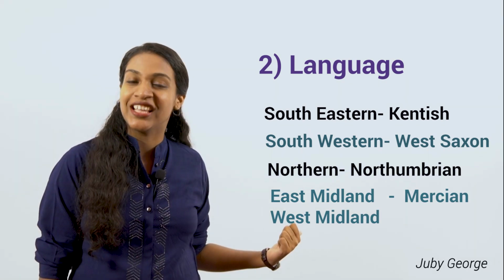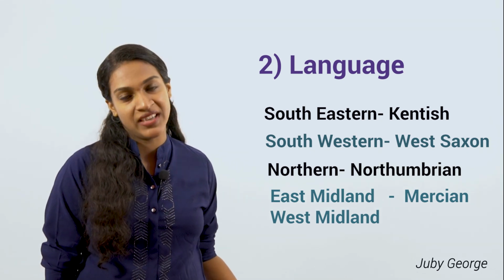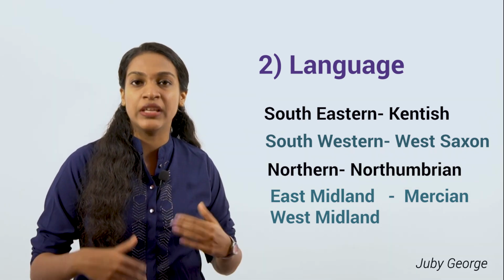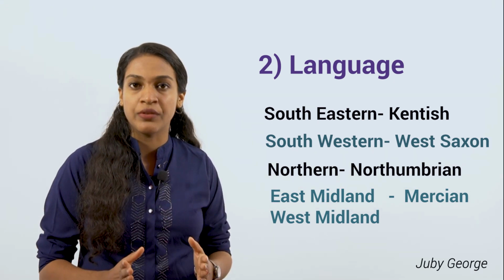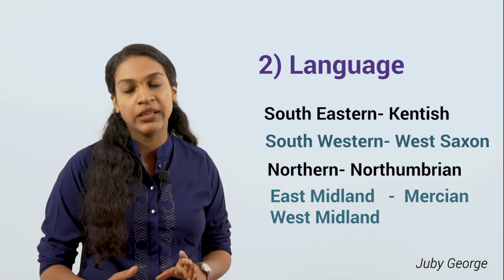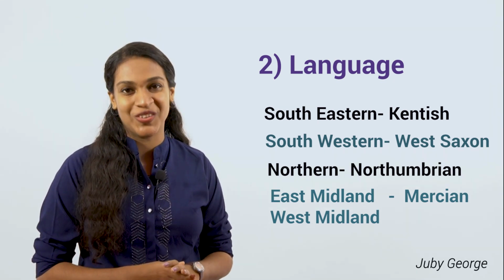The first one is the East Midland dialect, and the second is the West Midland dialect of the Middle English period. The standard form of English began to develop from the East Midland dialect, and it was also the dialect used by the father of English literature, Geoffrey Chaucer.